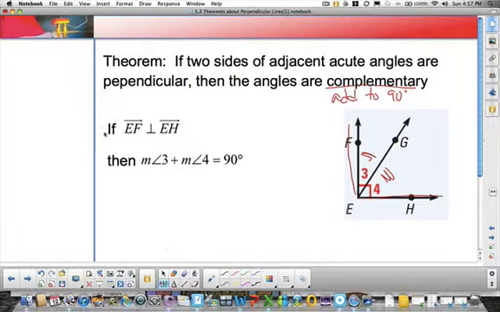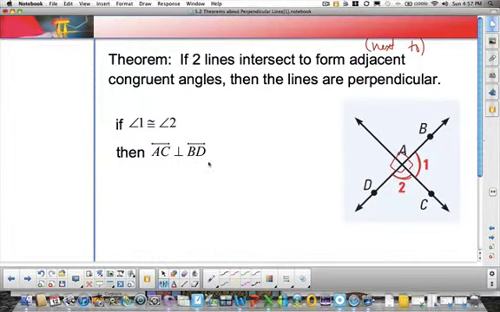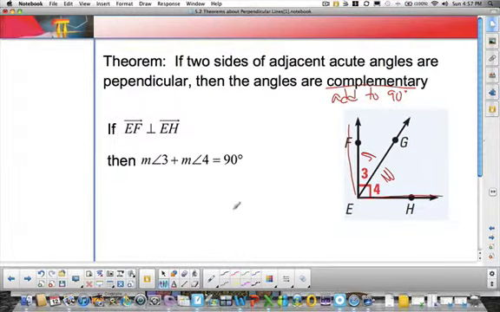So in symbols, what we say is that if we know that ray EF is perpendicular to ray EH, then I know that the measure of 3 plus the measure of 4 is equal to 90. So our two theorems here are, if my adjacent angles are congruent from intersecting lines, then my lines are perpendicular. And if I have two adjacent angles whose sides are perpendicular, then I know that the angles are complementary.